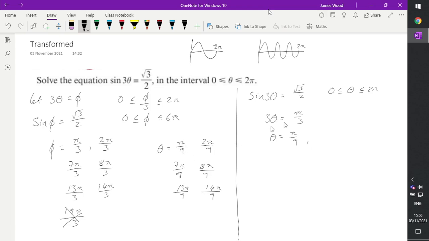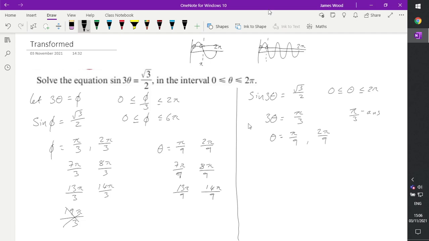But to find the others, I need to remember that this graph has been squashed by 3. So instead of doing pi minus my answer, or 180 minus my answer, the graph has been squashed by 3. So whereas normally I'm using this symmetry here, where this point is pi, I'm using this symmetry here, which is a much, much smaller number. It's 3 times smaller than pi. It's going to be pi over 3. So we're going to have to use pi over 3 minus my answer instead. So I'm going to do pi over 3 minus pi over 9, which is 2 pi over 9.